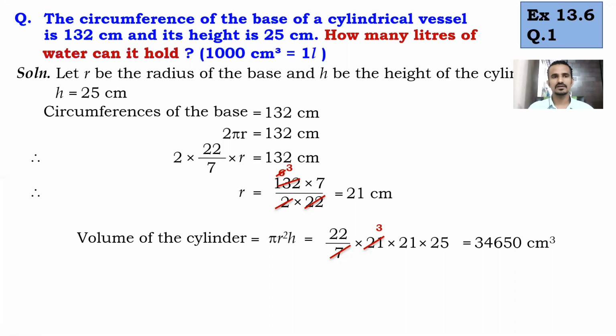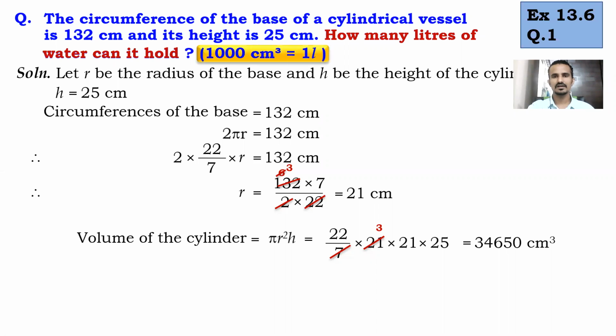It was asked how many liter of water can it hold. So you want the answer in liter. And we know the conversion, it is already mentioned in this question. Even if it is not mentioned, you should know this: 1000 centimeter cube is equal to 1 liter. Now our answer is 34,650 centimeter cube. So to convert the centimeter cube into liter, we have to divide it by 1000.